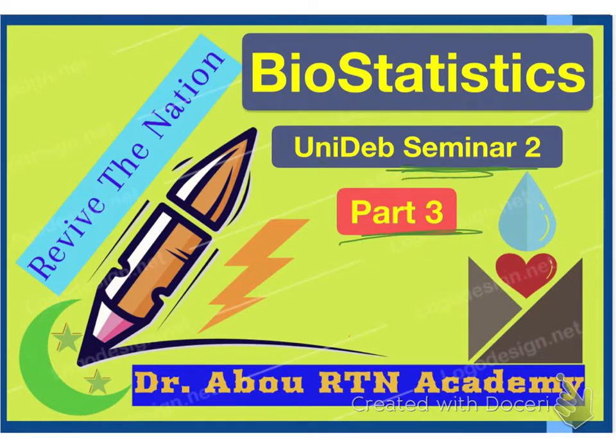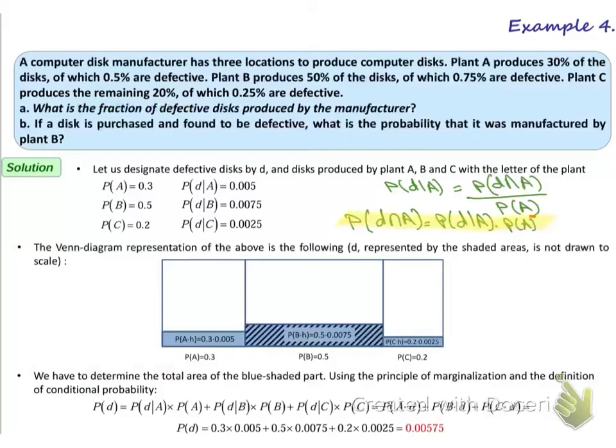And here in this part, we will continue talking about the given examples and the solved problems. So here we are still in example number 4. Example number 4 says a computer disk manufacturer has 3 locations to produce computer disks. They are producing disks in 3 plants: plant A, plant B, and plant C. So they have 3 factories: factory A, factory B, and factory C.